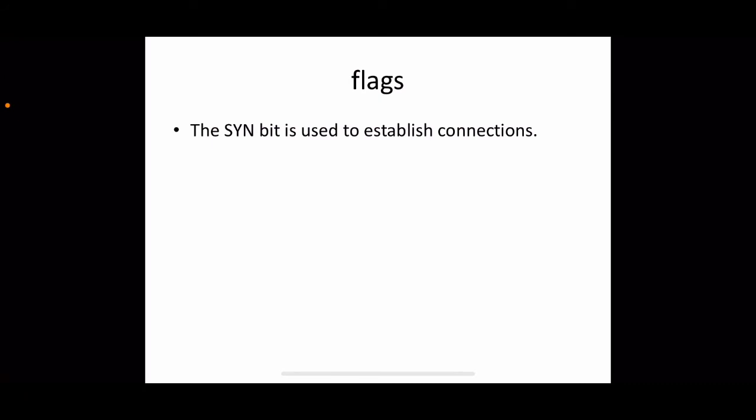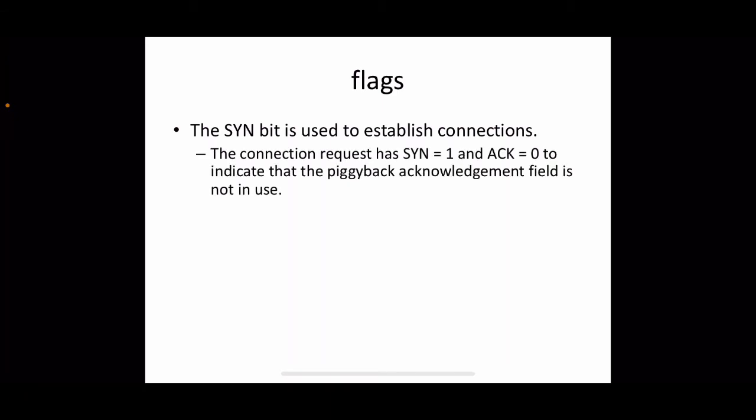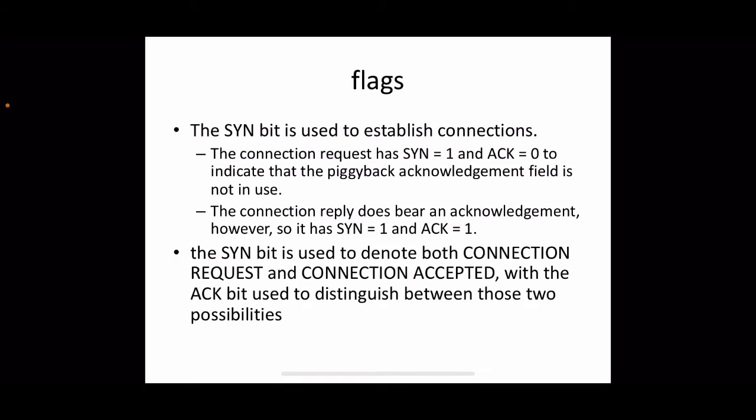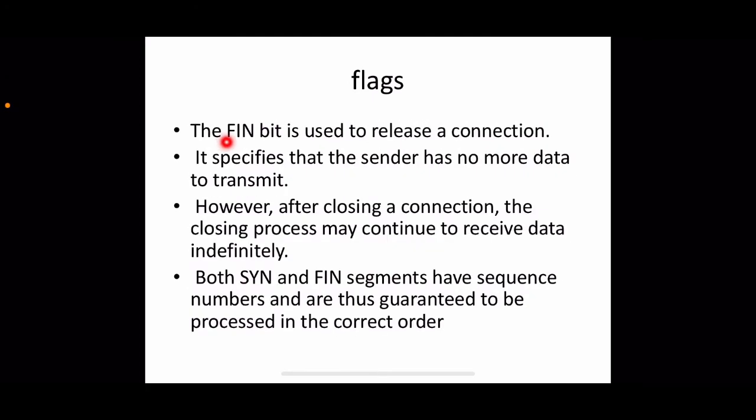SYN stands for synchronization, and this flag is used to establish connections, for connection request and connection reply. So if a particular segment carries SYN as 1 and ACK as 0, that means there is no piggyback acknowledgement. The SYN bit is used to denote both connection request and connection accepted. In both cases, SYN will be 1. How can they be differentiated? Using this ACK. If ACK is 0, it is a connection request, and if ACK is 1, it is a connection accepted. And the next flag is FIN.